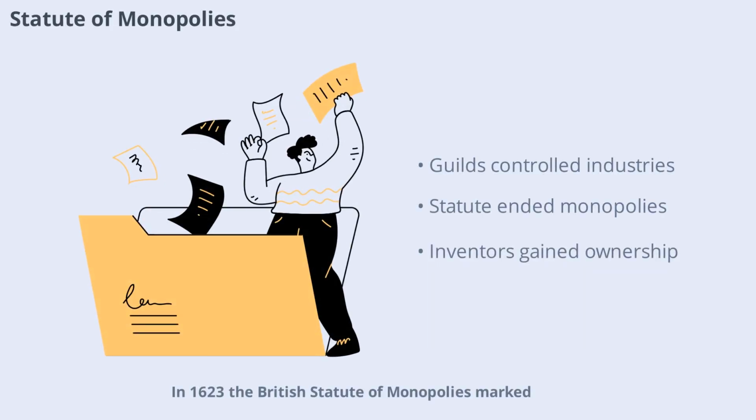In 1623, the British Statute of Monopolies marked a turning point in intellectual property law. Prior to this, guilds controlled industries and held exclusive rights over innovations. The statute allowed inventors to retain ownership rights, ending government-sanctioned monopolies. Inventors were granted a 14-year exclusive period to control their inventions, laying the groundwork for the modern patent system. This shift empowered individual creators and encouraged independent innovation.